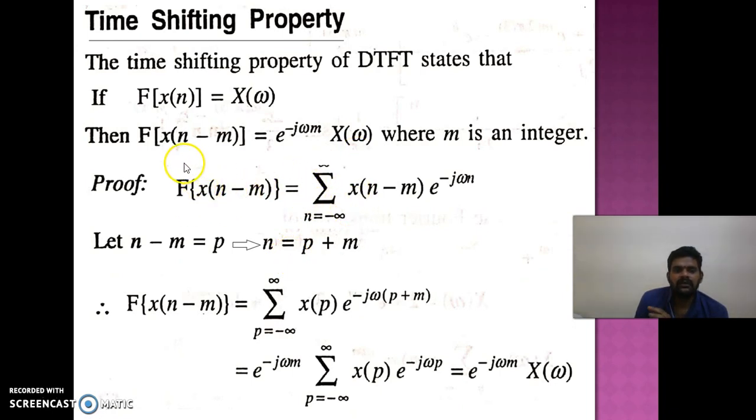So taking the DTFT of this function, sigma n equal to minus infinity to plus infinity, x of n minus m into e power minus j omega n. Put n minus m equal to p, which implies n is equal to p plus m. Therefore, the DTFT of x of n minus m is equal to sigma over p, x of p into e power minus j omega into p plus m. Rewriting this, e power minus j omega p into e power minus j omega m. So this function is X of omega. So the Fourier transform of x of n minus m is equal to e power minus j omega m X of omega. Time shifting property has been proved.